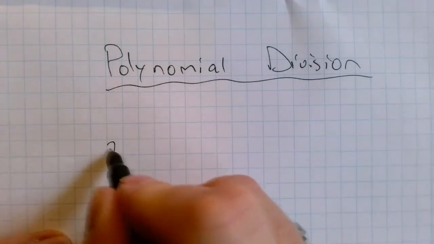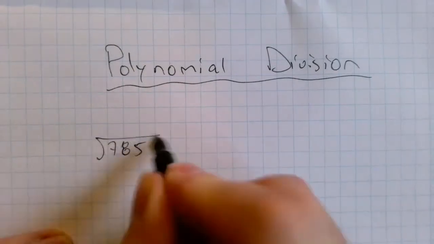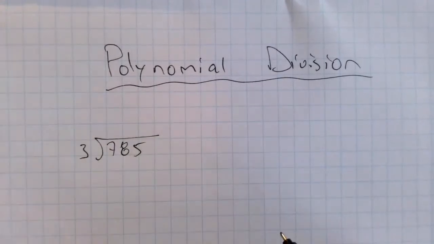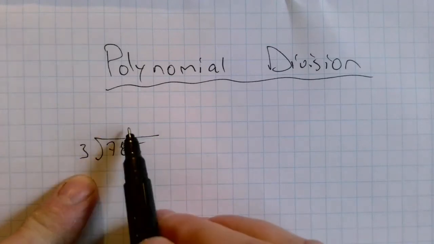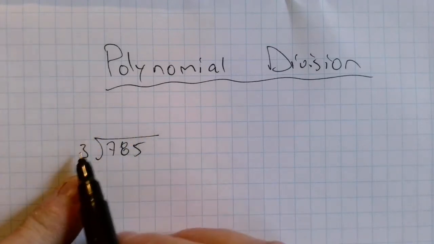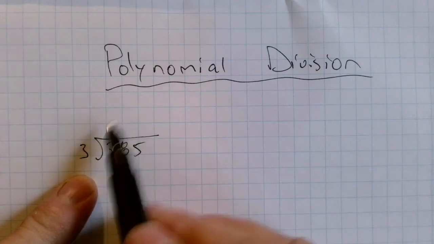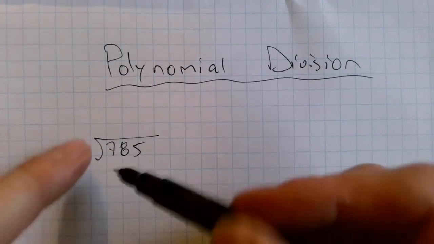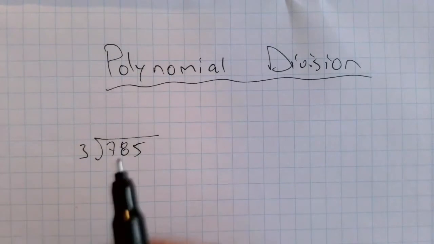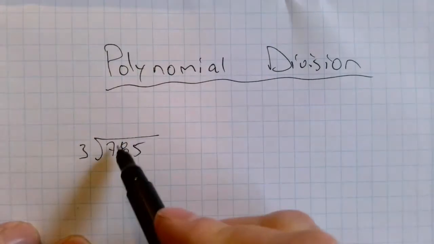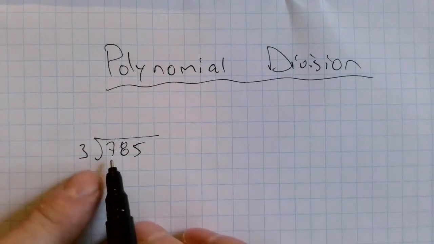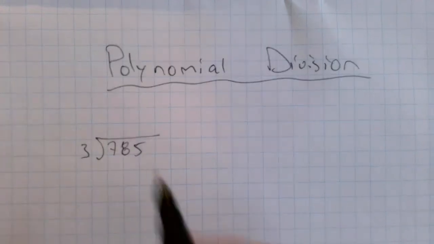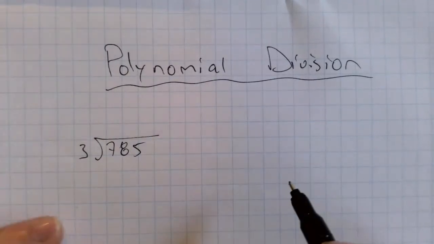Let's say that we've got 785 and we divide that by 3. With regular long division, really what I'm trying to do here is put numbers up here in my quotient, and each time I put a number up here, I'm going to multiply and then subtract, because my goal is to get rid of subsequent place values. I want to get rid of the 700s, the 80s, and the 5 here.